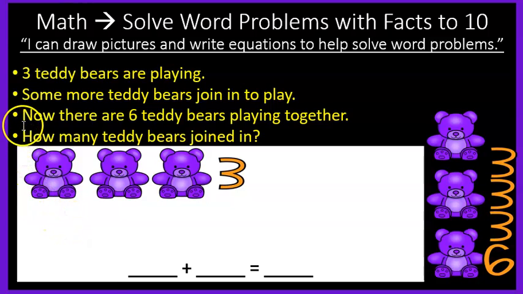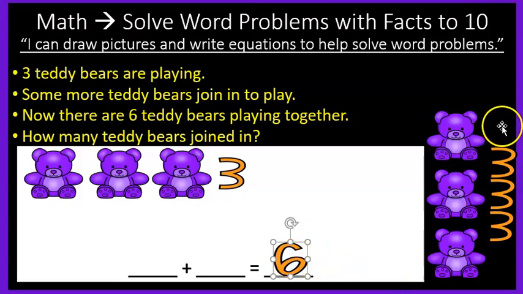Now, let's come to this third sentence. Read it with me now. Now, there are 6 teddy bears playing together. Now, boys and girls, what number is this? 6. And just like in our previous slide, remember I told you that number there is going to be the total. So we quickly are going to put 6 here because they want us to find that. Altogether, there's going to be 6 teddy bears in all.